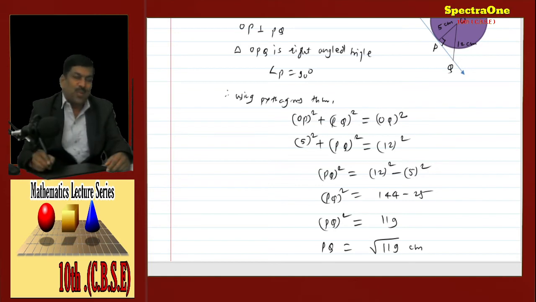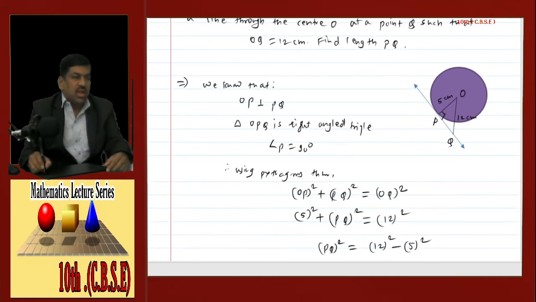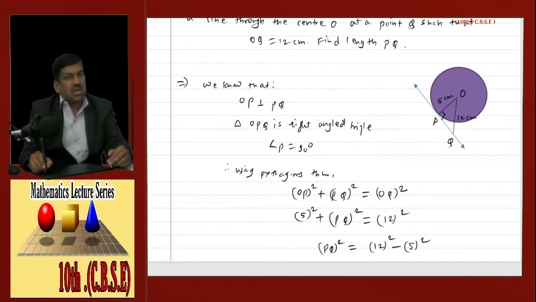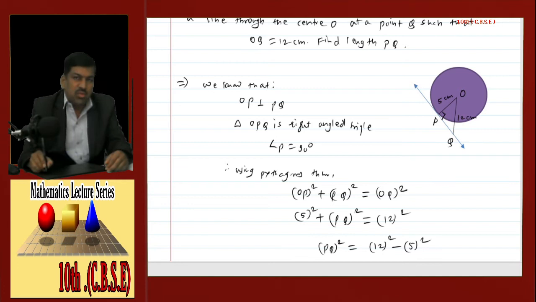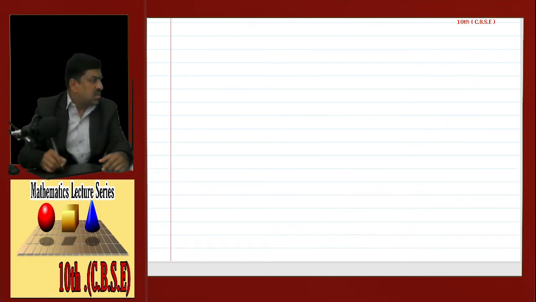Are you getting what is the idea? We know by the last theorem that the tangent to a circle at the point of contact makes 90 degree with the radius. Using that theorem, if that angle is 90 degree, then the triangle will be a right angle triangle, and using a right angle triangle we can use Pythagoras theorem and easily calculate. Got it? Next.